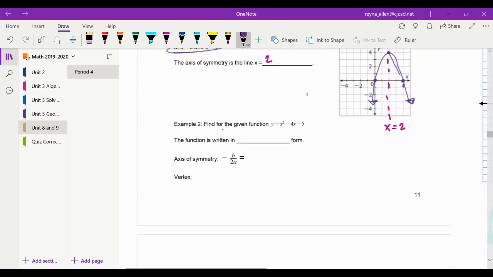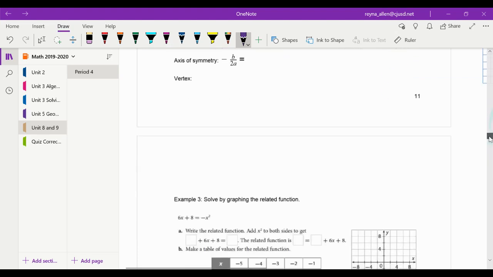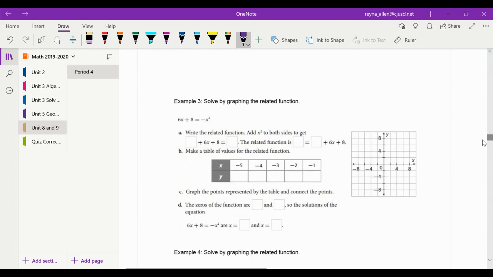Okay. It says find for the given function. This one is in standard form. Find your axis of symmetry and your vertex. So you guys can try these ones if you want on your own time. This one says solve by graphing the related function. I think it's just having you make a table. So it's having you put it in the proper format and then make a table and then graph it. Again, just another practice problem if you want to try it.